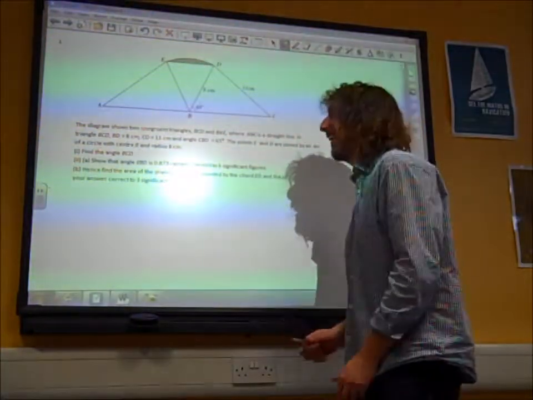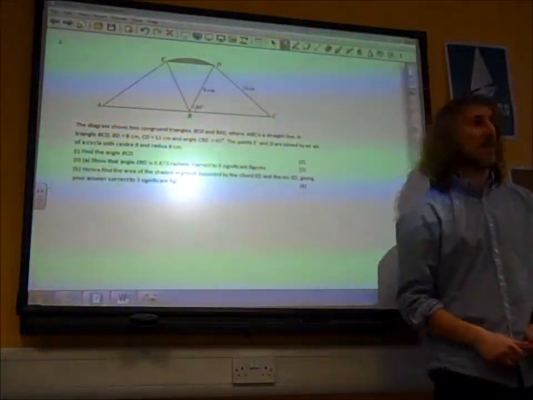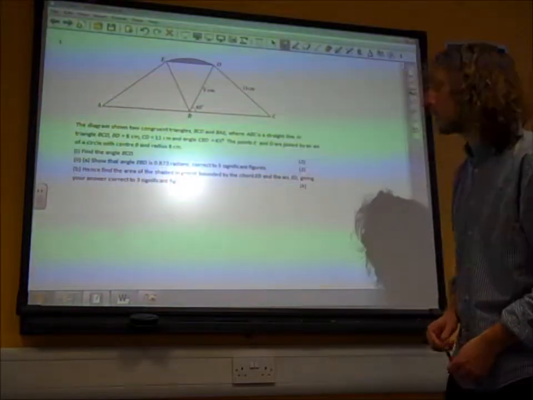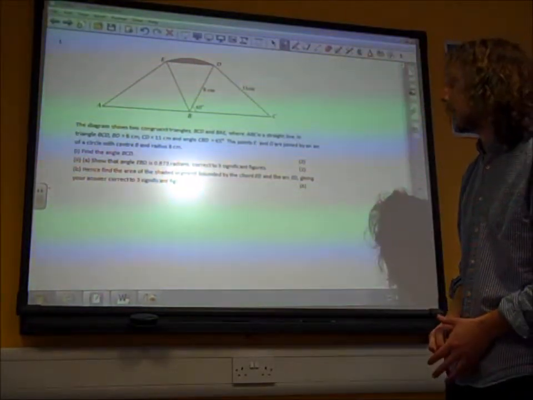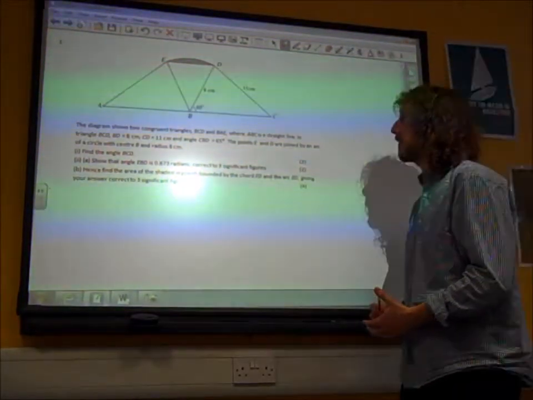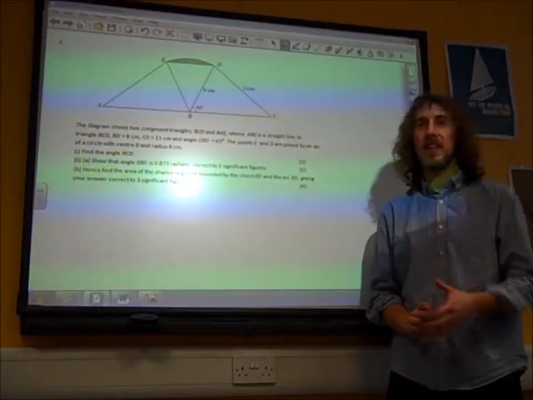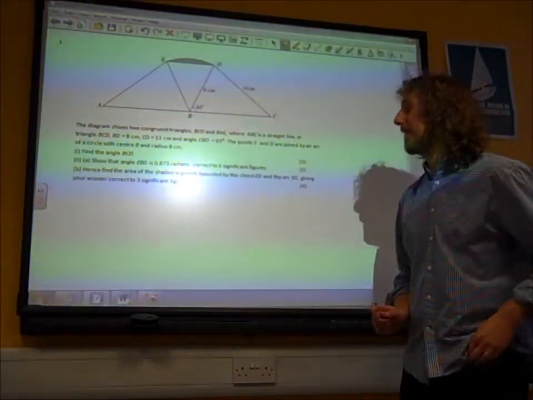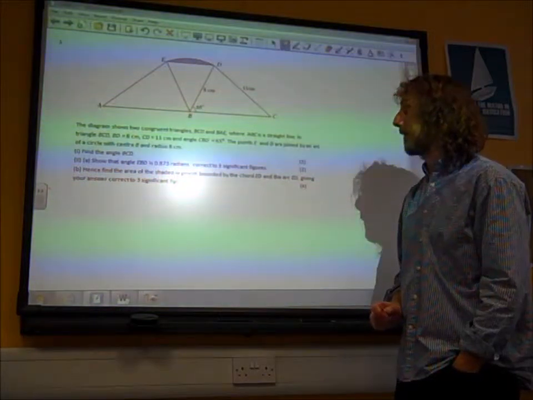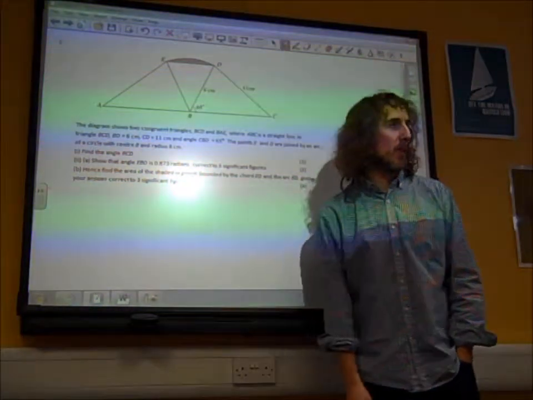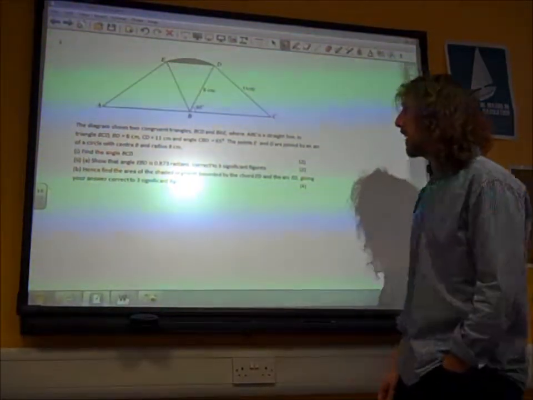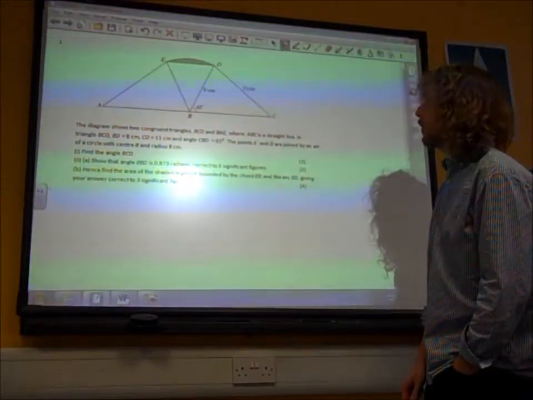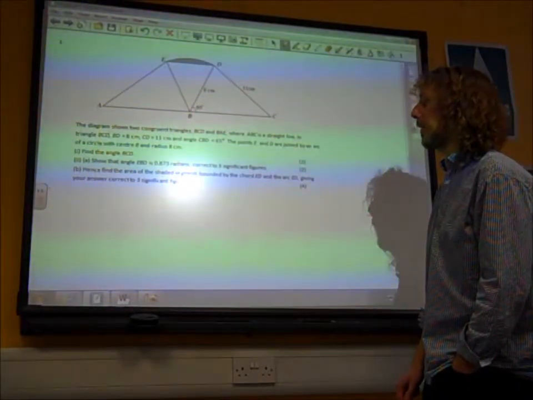The diagram shows two congruent triangles, BCD and BAE, where ABC is a straight line. In triangle BCD, BD equals 8, CD equals 11, and angle CBD is 65. There's loads of just words here, aren't there? The points E and D are joined by an arc of a circle, centre B and radius 8.